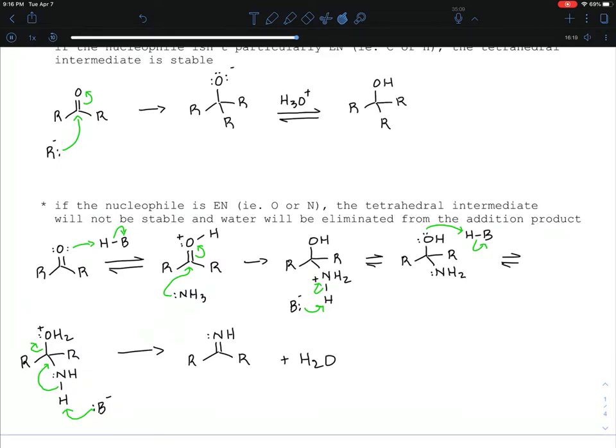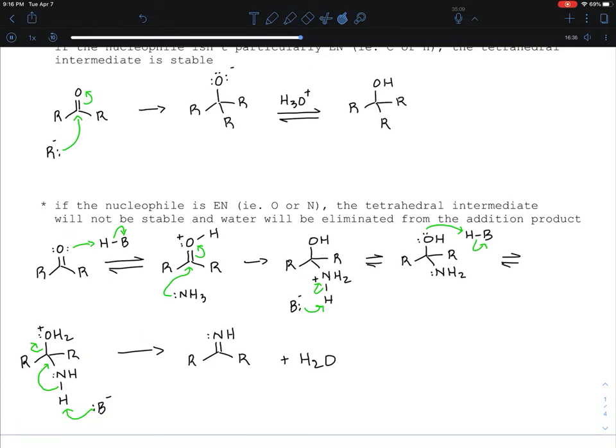We'll talk a little bit more about that functional group in a bit, but that is an example of an electronegative nucleophile adding to either a ketone or an aldehyde. The aldehydes are going to be a little bit more reactive than the ketones. In fact, the aldehydes can sometimes be so reactive that you end up with a pile of different byproducts.